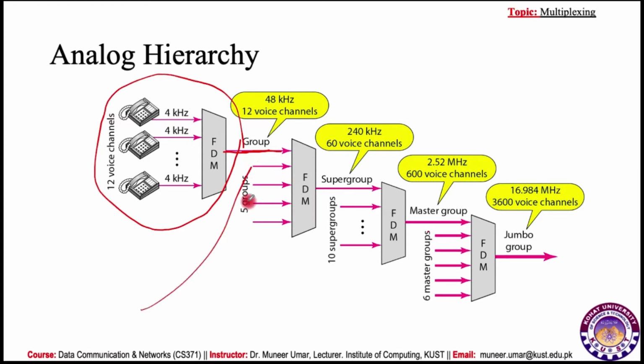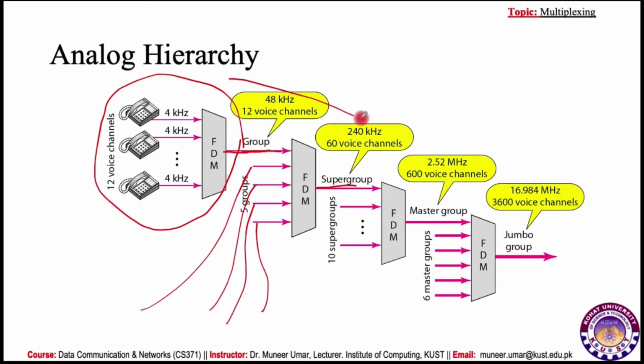So there would be some other channels coming to this FDM. After that, these will be connected to this FDM, each having 48 kilohertz, and all these would be combined to form a 240 kilohertz channel. And after that, in the hierarchy, we will have a third FDM and so on.